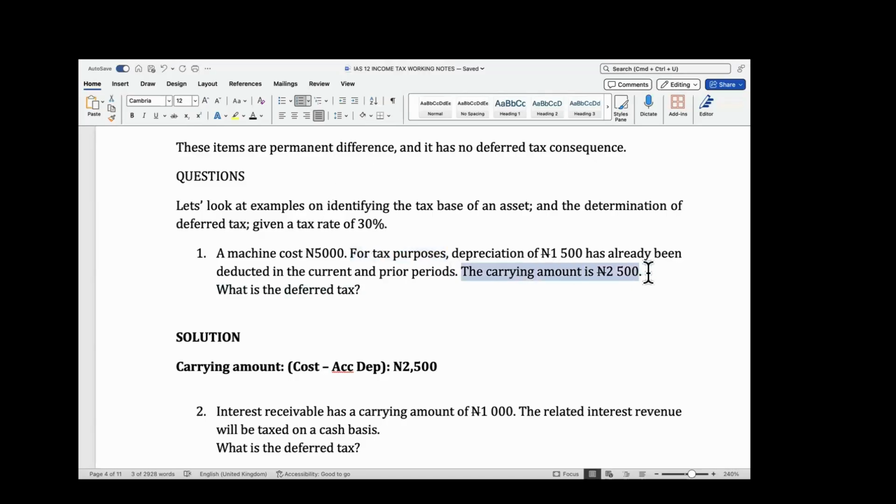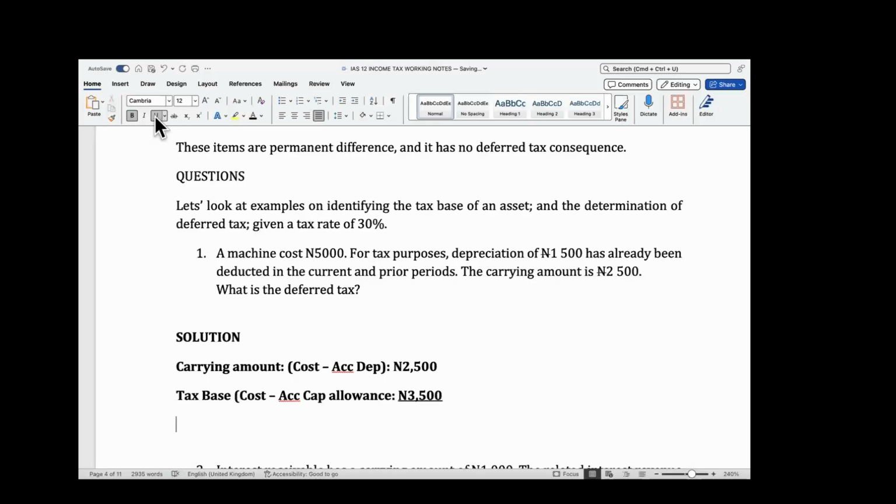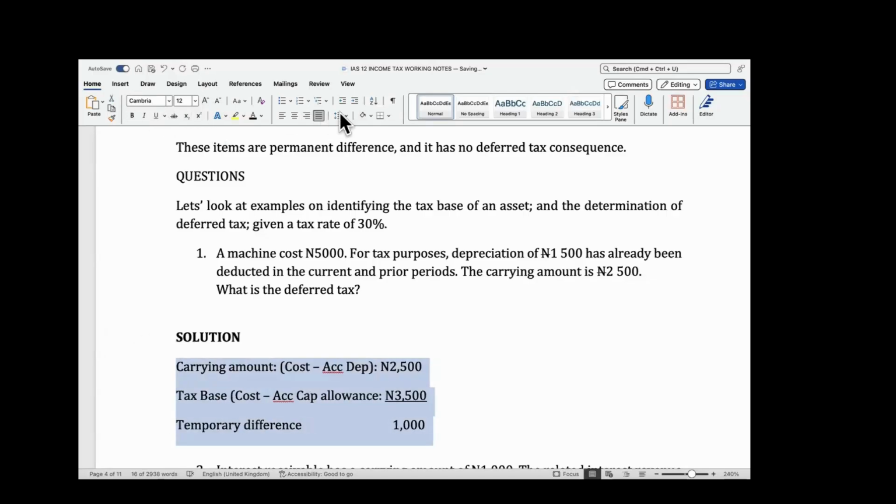This question has given us the carrying amount directly, so you don't have to bother calculating it. But our tax base, which is the amount the taxman will capture, is actually the cost minus that accumulated capital allowance, which is going to be the 3,500 you mentioned. So in this case, we are capturing 2,500. The taxman is saying that it should be 3,500. So as far as this asset is concerned, there is a temporary difference of 1,000, from what I've explained so far.